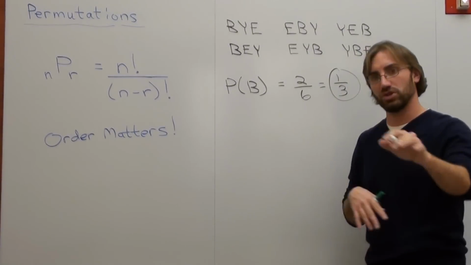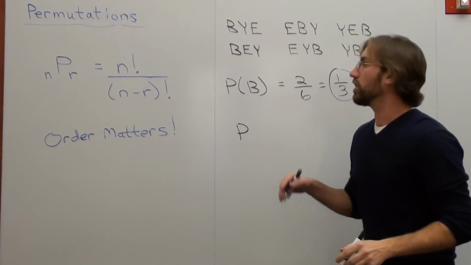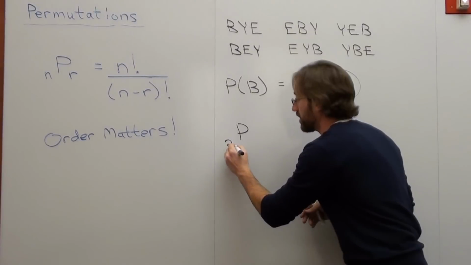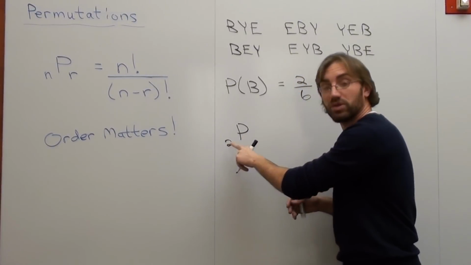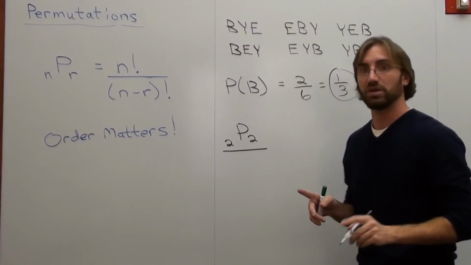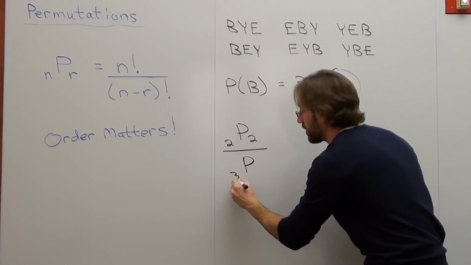If you want to find out, what you do is this. You assume that the B is first. So all you're doing is rearranging the next 2 letters. You're working with only 2 letters, and you're rearranging those 2 letters. And it's over the total outcomes, which is the permutation of 3.